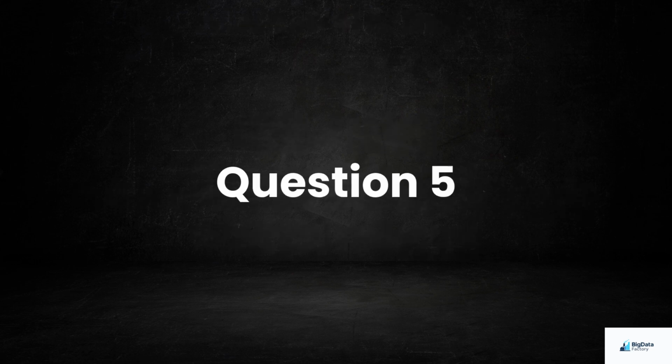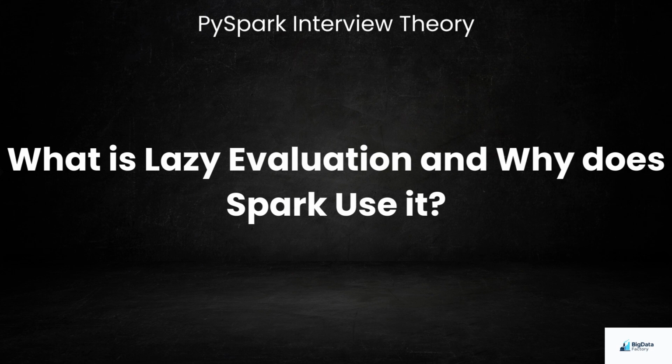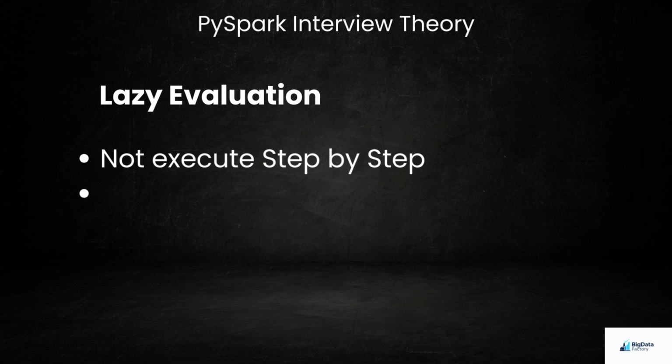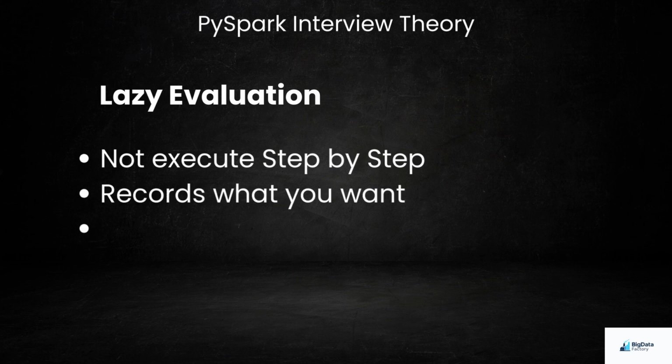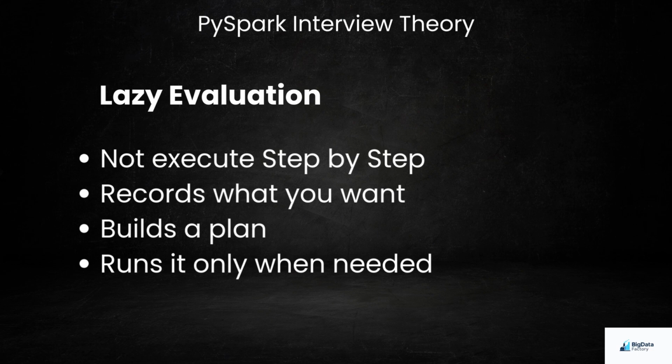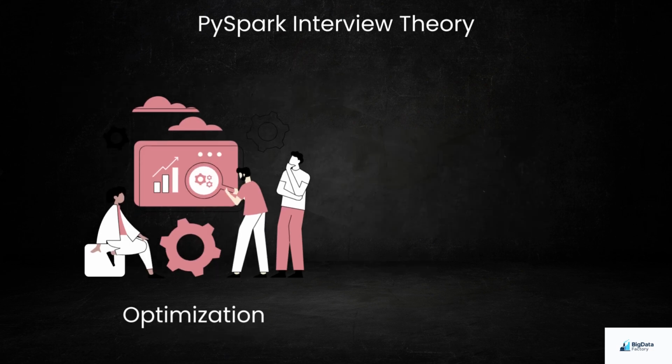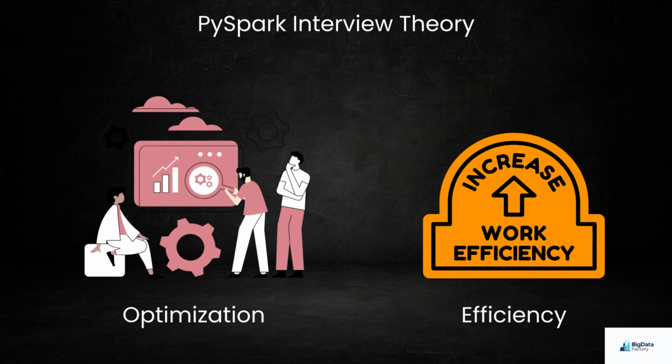Question number 5. What is lazy evaluation and why does Spark use it? Lazy evaluation means Spark doesn't execute step by step immediately. It records what you want, builds a plan, then runs it only when needed. So why does Spark do this? Because of optimization and efficiency. It can reorder operations, combine steps, and reduce work.